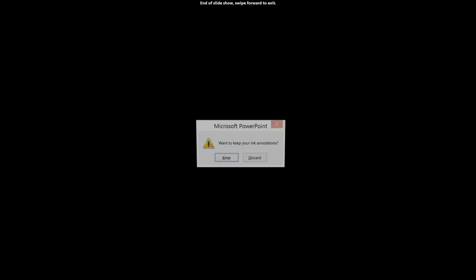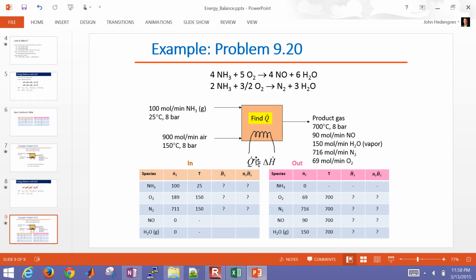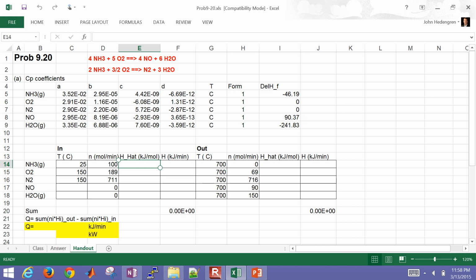All right, so I'm gonna go over to Excel now, and I just have a blank sheet set up. Now here are all of my species here on the left. Okay, ammonia, oxygen, nitrogen, nitric oxide, and then the water as well. And I've also gone and looked up the heat capacity coefficients A, B, C, and D. And so let me just show you where those are.